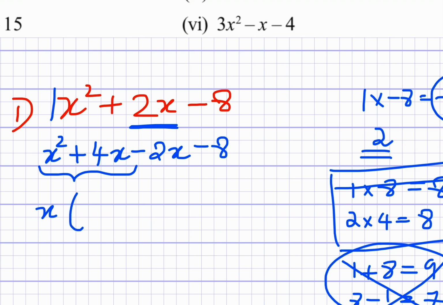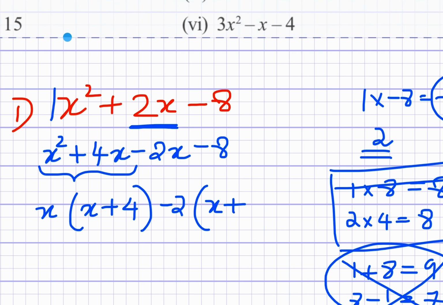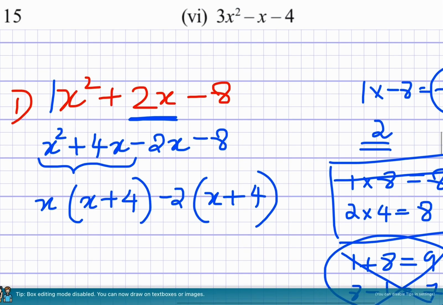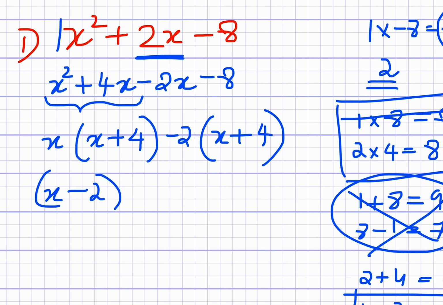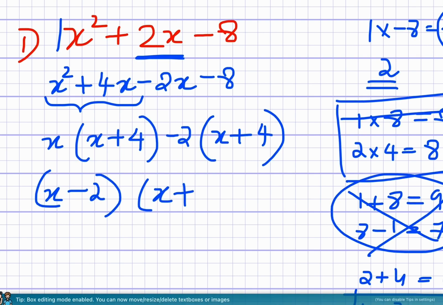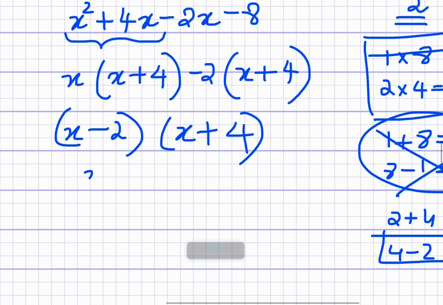x is taken. What is remaining in the x square? x. And from 4x, 4 is remaining. And here we take minus 2 out. Inside, x will be there, and here we will take positive because negative into positive will again give negative. And 2 fours are 8. So we got this. Now we can write it as x minus 2 and x plus 4. These are the factors.